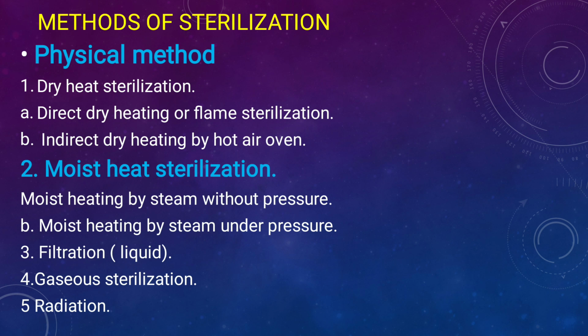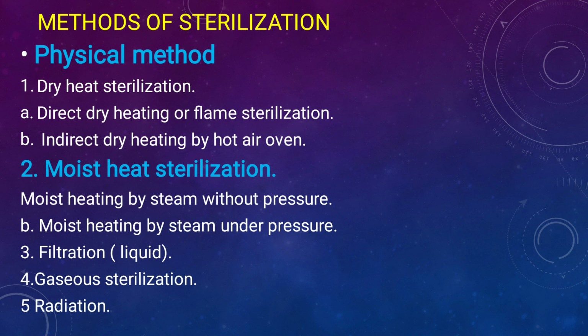One of the most important divisions is physical methods and chemical methods. These are the two important methods of sterilization. Out of that, first we discuss the physical methods. In that, the first one is dry heat sterilization. Dry heat sterilization is again divided into two parts, that is direct dry heating and indirect dry heating.